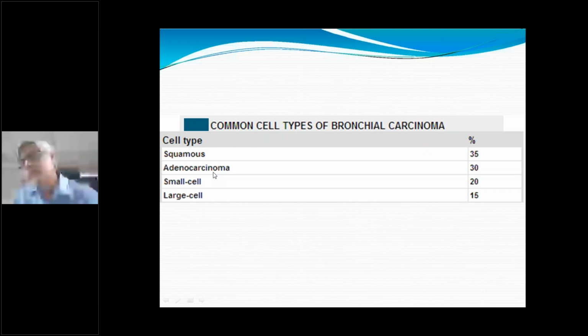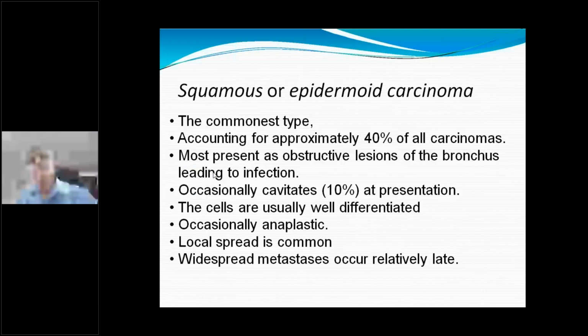Of course, I just want to tell you about the pathology. Squamous cell carcinoma is the commonest type, 40% of all the carcinomas, and they are present in the bronchus leading to obstruction. Mostly they are centrally located. Local spread is very common. Widespread metastasis occurs relatively late. Cavities occur in 10%. I have told you many times, the upper lobe cavities.